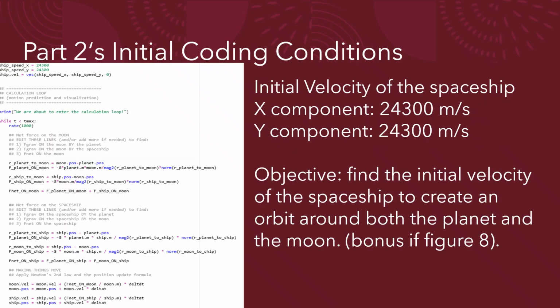The initial coding conditions for part 2's lab. Here you can see the initial velocity of the spaceship, where I set it equal to 24,300 meters per second in both the x and y components, and our objective was to find an initial velocity of the spaceship that can orbit both the planet and the moon indefinitely without crashing.